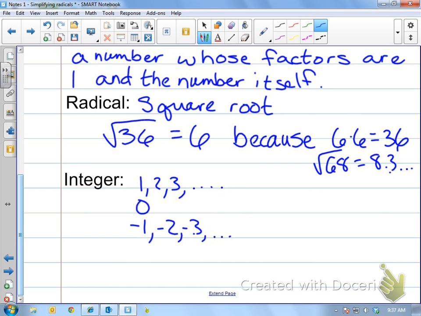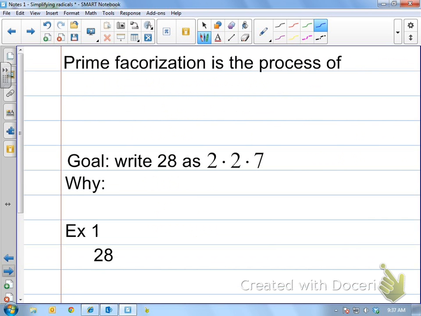So let's talk about the process of prime factorization now. So prime factorization, like I said, it may be something you have seen before. And it's very dependent on knowing our multiplication tables and knowing what divides into a number and things like that.